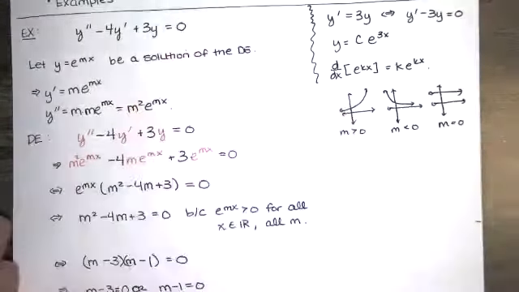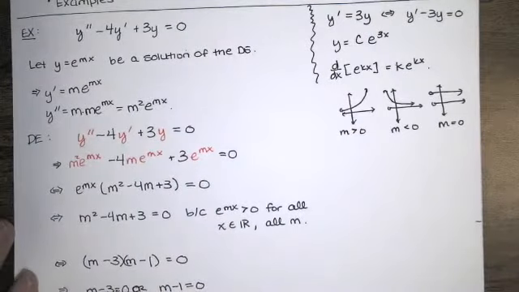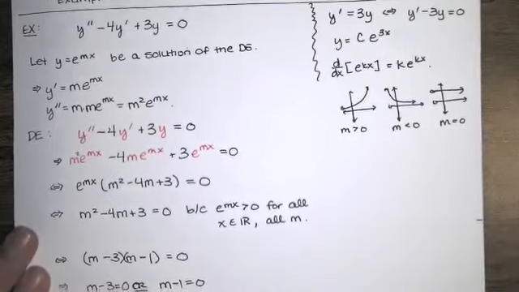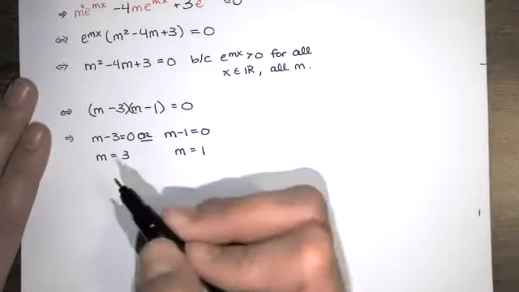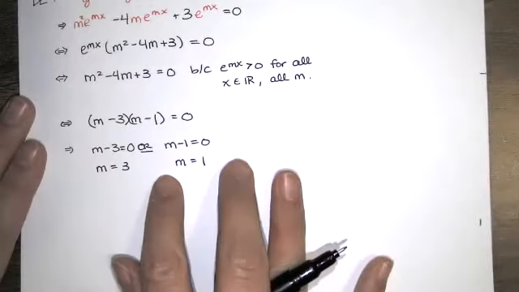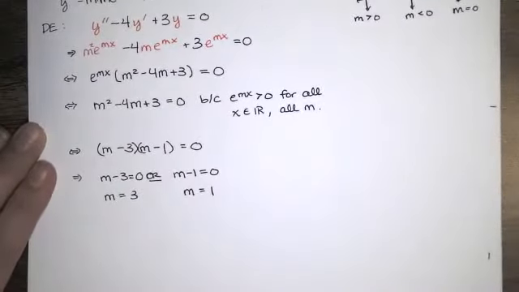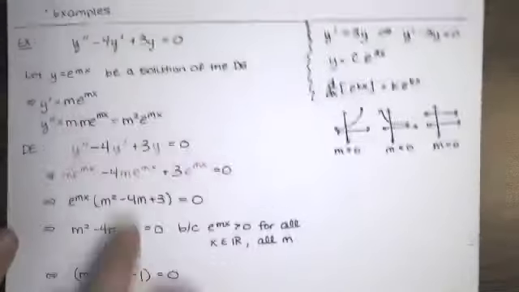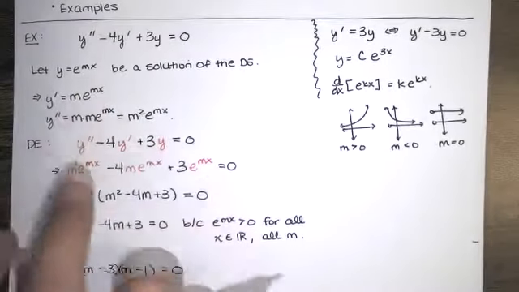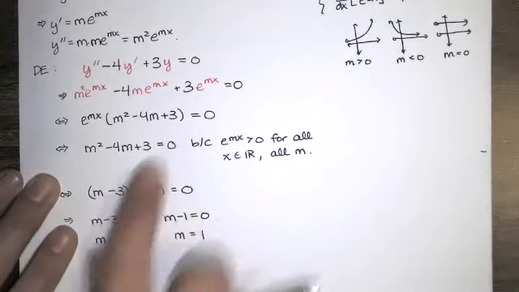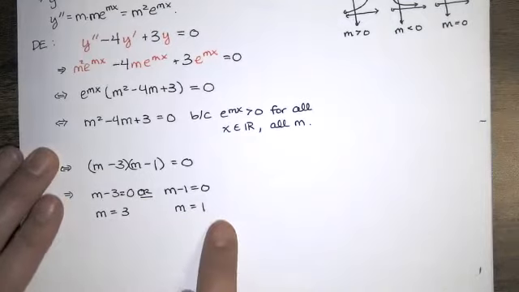Because remember, this is a second order differential equation, and a second order differential equation has two linearly independent solutions. Since we have two values of m, and y is equal to e to the mx, we already have two linearly independent solutions. So what this is saying is that if y equals e to the mx is a solution to this equation, the only way that will happen is if m satisfies this, and m satisfies this if m is one of these values.